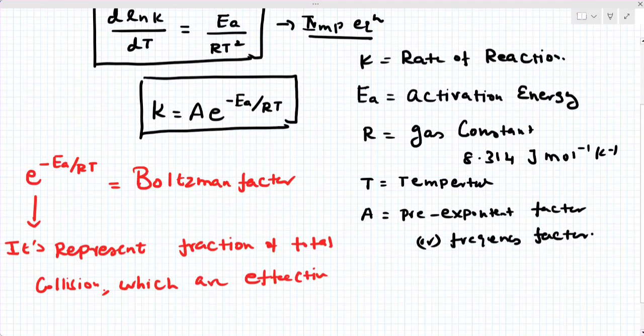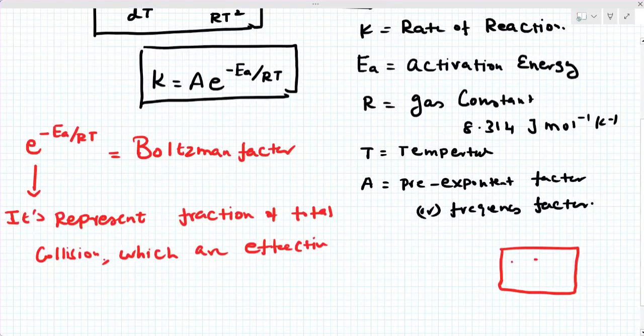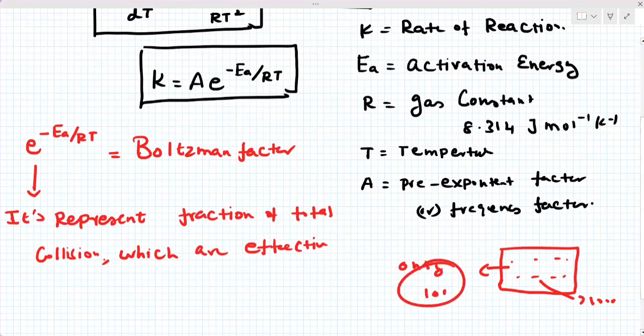For example, in this reaction mixture, total 1000 molecules will be there. Now out of 1000 molecules, how many molecules can give effective collision? That is the factor e power minus Ea by RT. Please understand, out of 1000 molecules, for example, only 100 molecules undergo effective collision. Means the 100 molecules give the product. The other 900 molecules do not give the product. Whichever molecules undergo effective collision, only those lead to the product. That factor is explained by e power minus Ea by RT, which is called the Boltzmann factor. Very, very important.